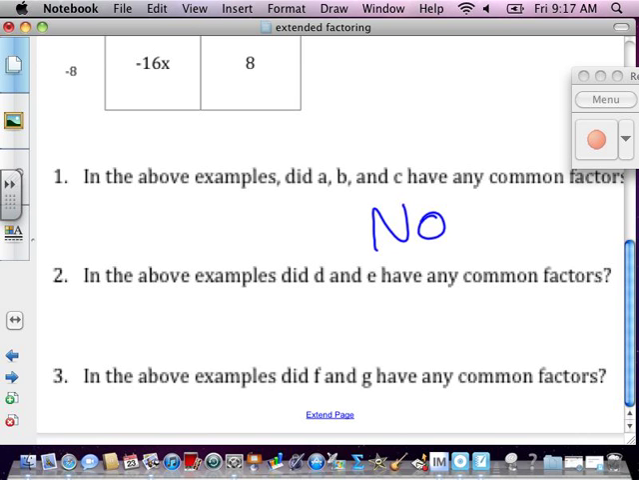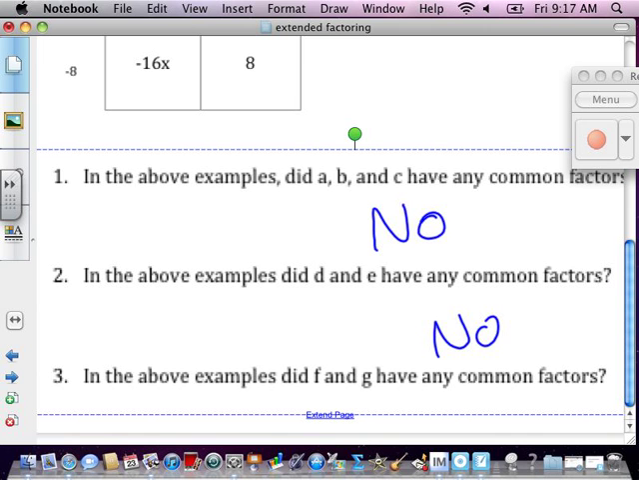What do you think the next answer is going to be? No. Yes. Let's look through it. F and G for number 1: 2 and 1, nothing bigger than 1. Second one, 2 and 3. No. F and G for the next one is 1 and 4. And the last one, 1 and negative 8. So the answer is no.